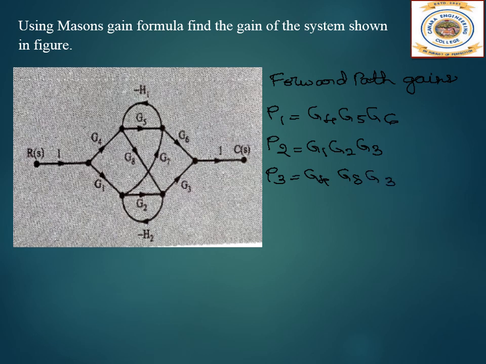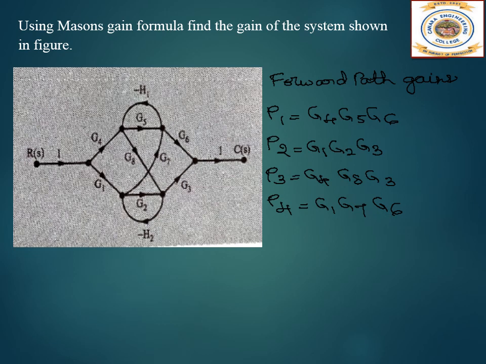Then is it over? No, still we have forward paths. What is the next path? So 1, G1 and G7, G6, 1. So P4 is equal to G1, G7, G6.